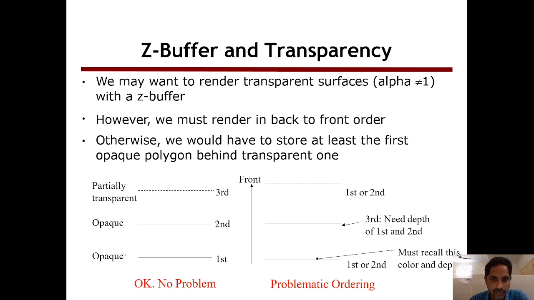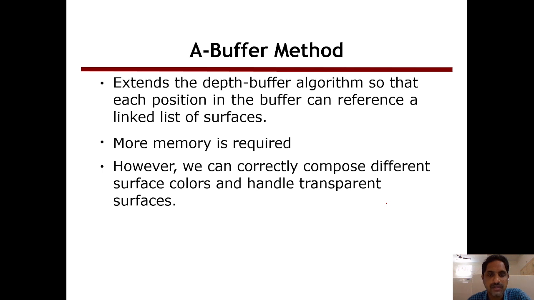See here, the first one, second, and third are partially transparent. The first must record color and depth. That is the priority ordering, and we need the depth of first and second, and the front of first and second. When they overlap, we can go for different operations. This extends the depth buffer algorithm so that each position of the buffer can reference a linked list of surfaces. More memory is required, however, we can correctly compose the different surface colors and handle the transparency of surfaces.